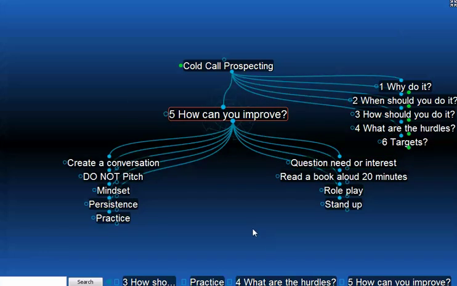Well, the prospecting process improves when you create a conversation. Don't pitch. It's not a pitching process. You don't know if the person you're talking to requires your services. It's simply a matter of identifying if they have a need or an interest. Develop a mindset to keep the process going every day, regardless of all the other work pressures that you have.